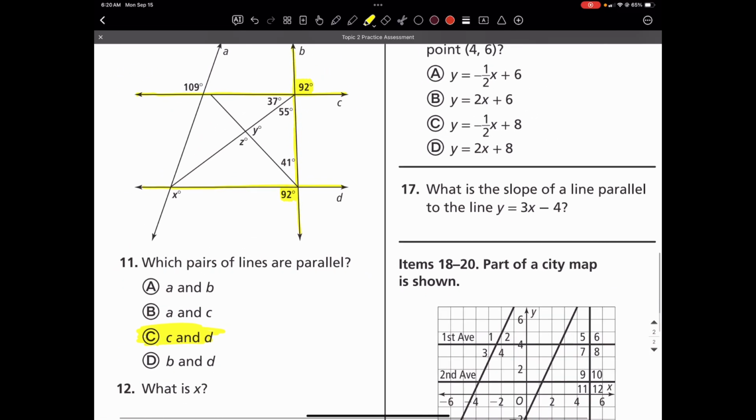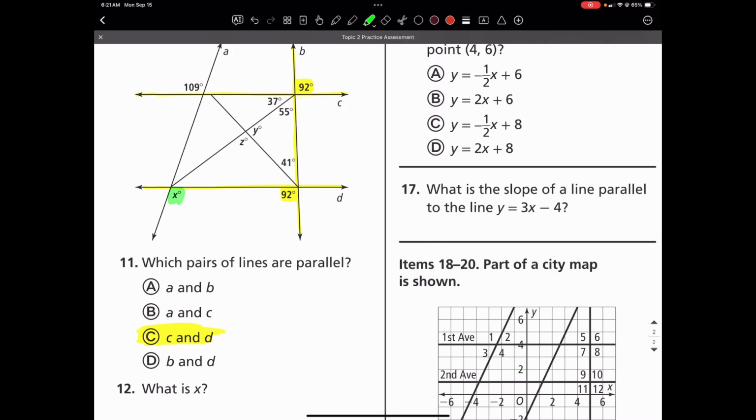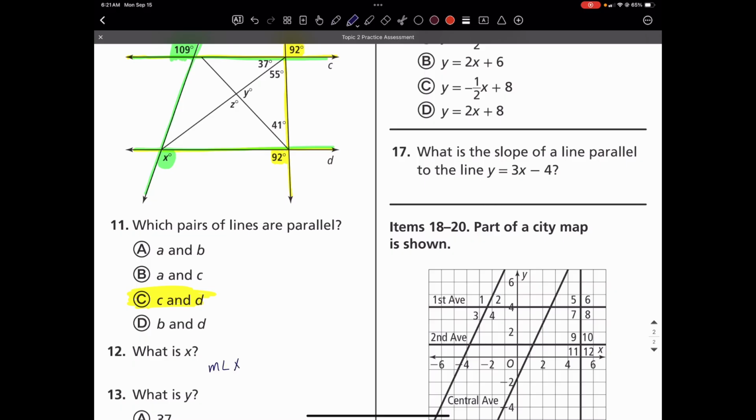Number 12 says, what is X? Angle X here is also an alternate exterior angle with that 109. Remember, these two lines are still parallel, and this is our transversal. So X and 109 are alternate exterior angles of that transversal. Therefore, the measure of angle X would equal 109 degrees.